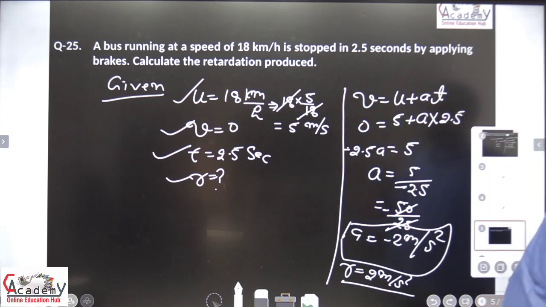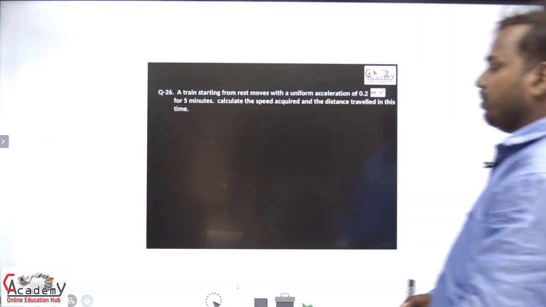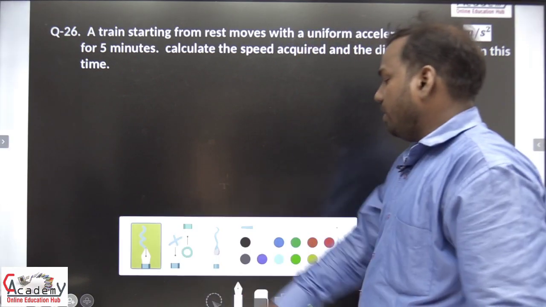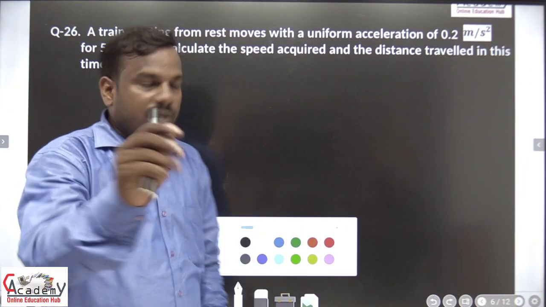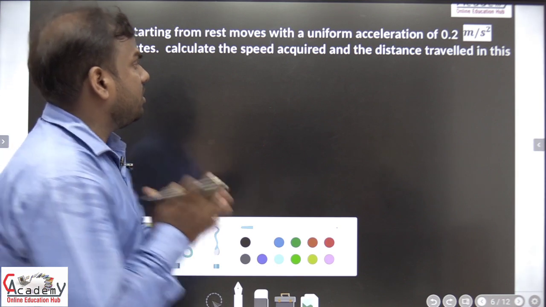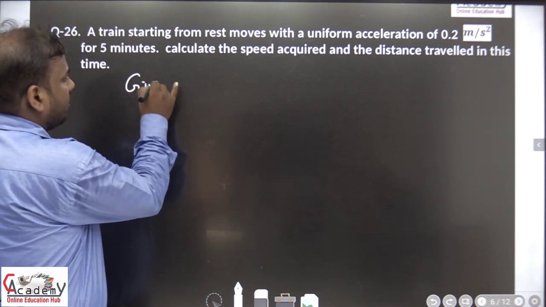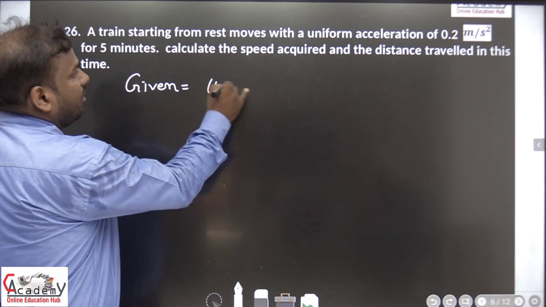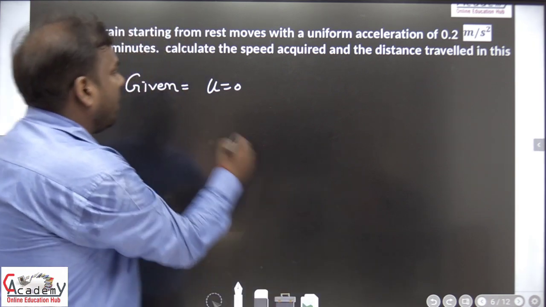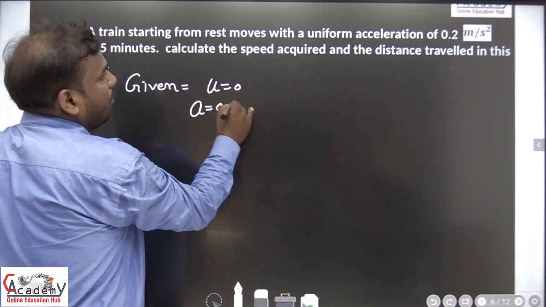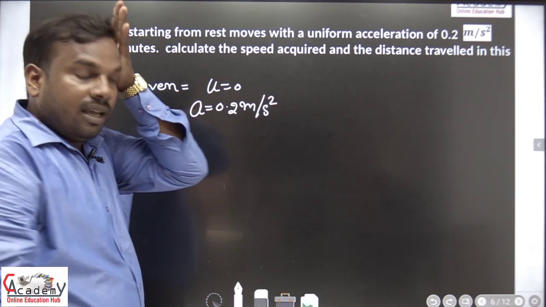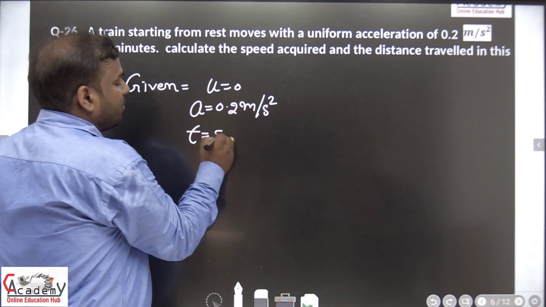Now, next question. Next question is question number 26. A train is starting from rest, which means the initial velocity is 0. What is given here? Initial velocity is 0, with a uniform acceleration of 0.2 meter per second square, for 5 minutes. For 5 minutes means the time is 5 minutes.